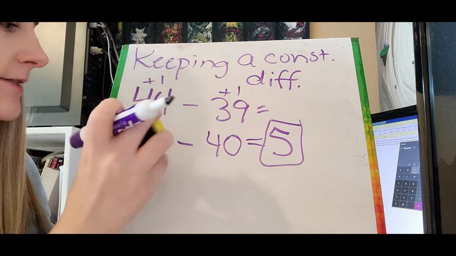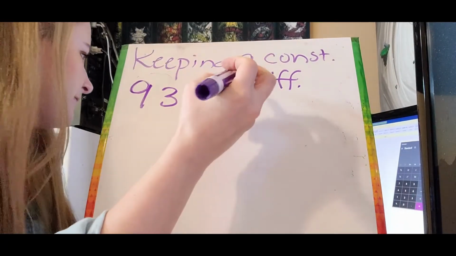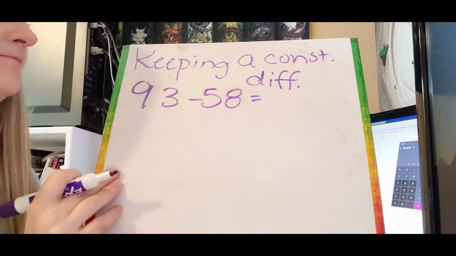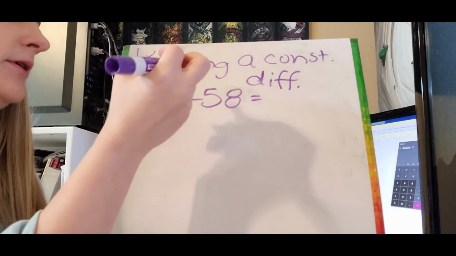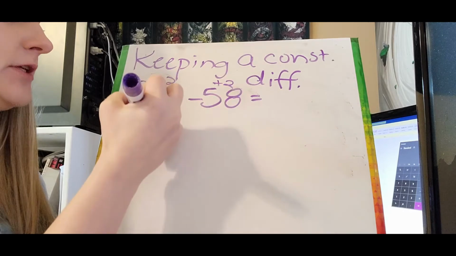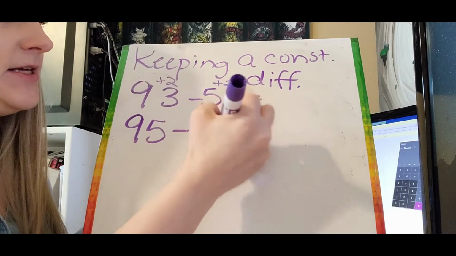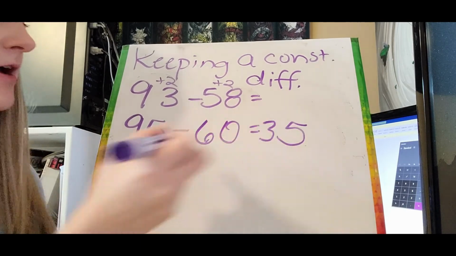Let's do another example. Let's do 93 minus 58. Let's see. I am going to add 2 to both of them. So that's going to give me 95 minus 60. And that is going to give me 35.